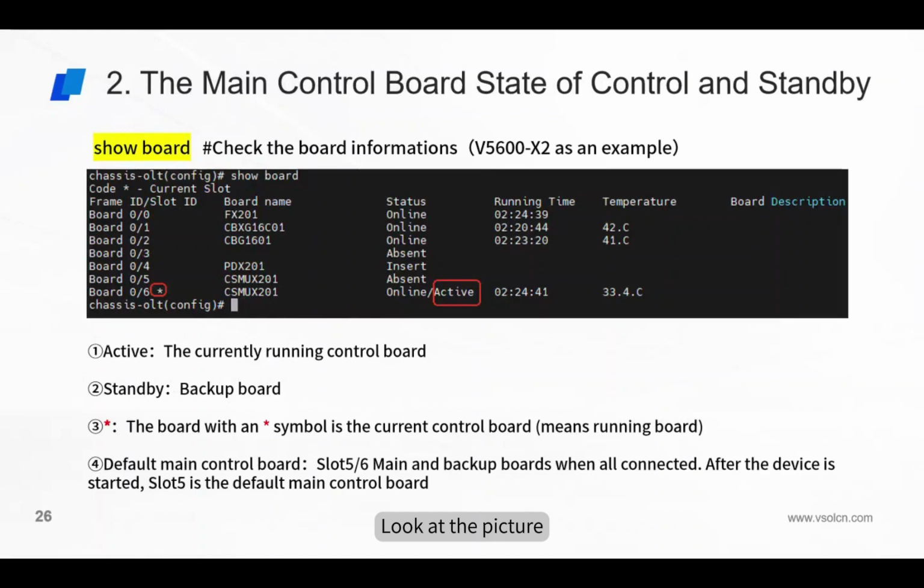Look at the picture. The CLI command show board can check the board information. Active means the currently running control board. Standby means backup board. The board with a multiplication symbol is the current control board. Pay attention: slot 5 or 6 main and backup boards when all connected. After the device is started, slot 5 is the default main control board.